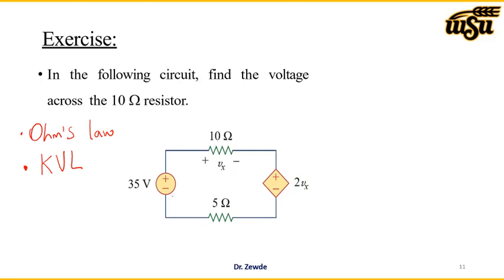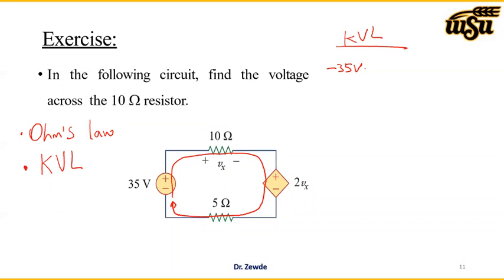So let's start from here. If I go around this loop, the sum of the voltage in this closed path should be 0. That's what we understand from KVL, Kirchhoff's voltage law. Now, if I start from the 35 volt, we go from minus to plus, so from negative to positive. So it should be minus 35 volts, because KVL says that the sum of the voltage should be 0.